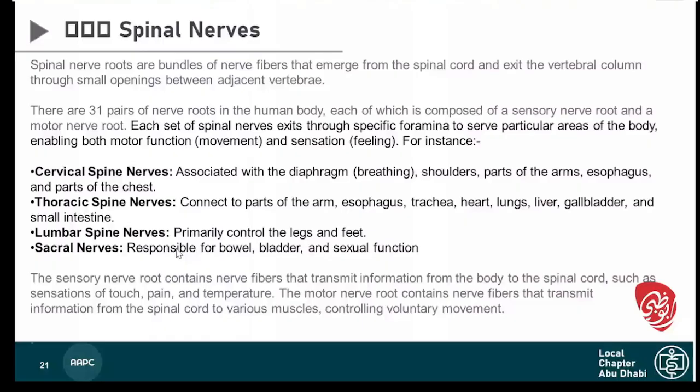So each pair of nerves has its own functions, and each set of spinal nerves exits through specific foramina to serve particular areas of the body. So each has its own function, though there are 31 pairs of nerve roots.